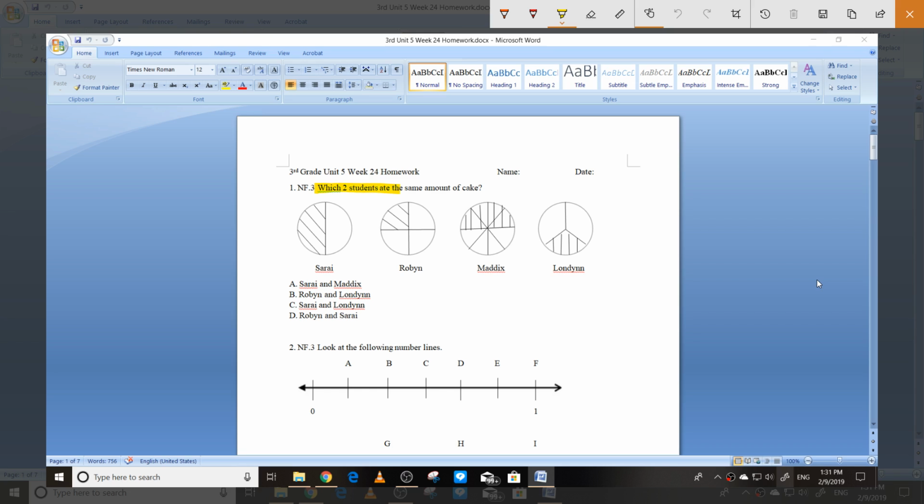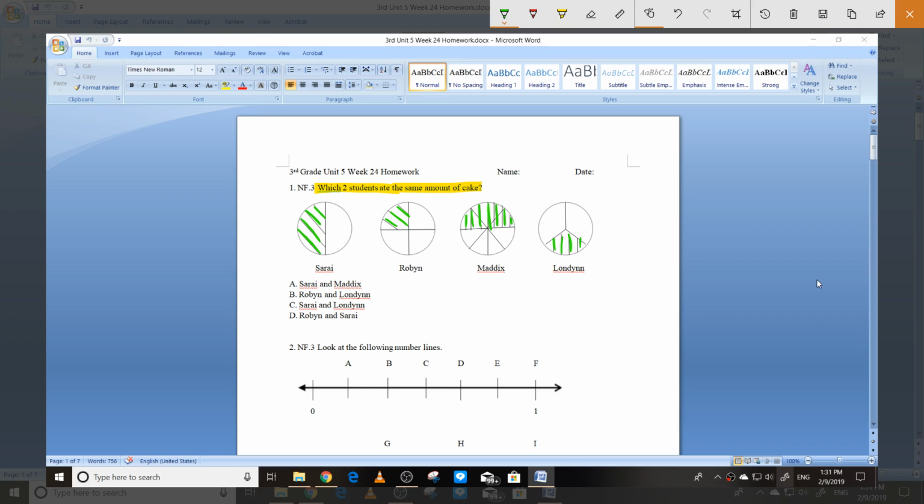Which two students ate the same amount of cake? So, you should understand that the shaded part like this represents how much cake was eaten. Okay, so the question wants us to figure out which two students ate the same amount of cake. So let's just take a look at it.